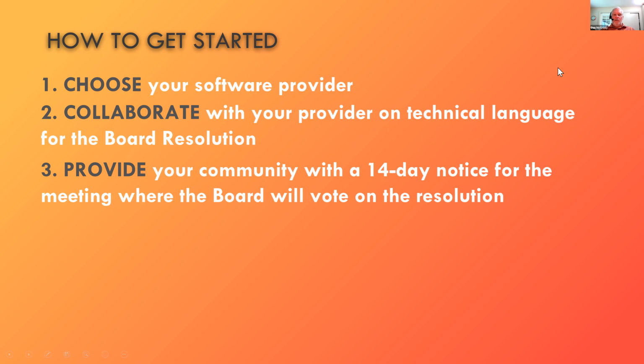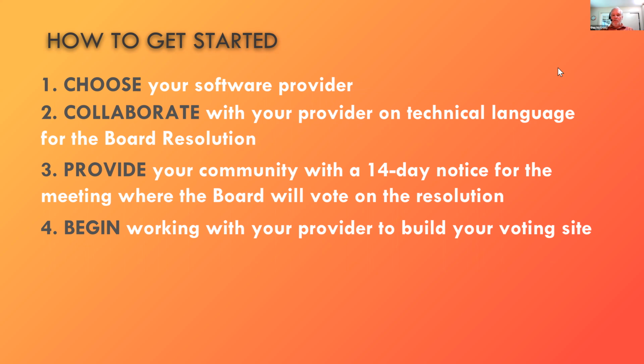Number 3, you then provide your community with a 14-day notice for a meeting where the board's going to vote on the resolution. So you write a resolution, and then at a board meeting, the board is going to vote on the resolution that the board wrote. I've never seen it not pass, but you are obligated to give your membership a 14 days notice minimum that the board does intend to make this vote on the board resolution. And I would take that seriously enough that I would have an affidavit, same as you do for your annual meeting.